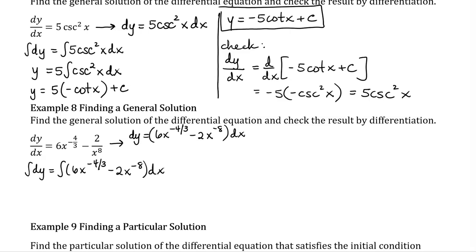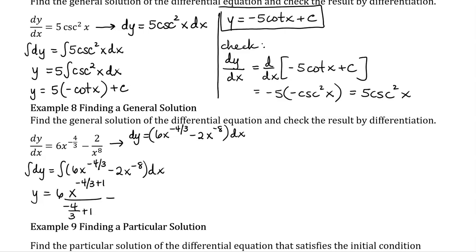On the left side, the antiderivative of dy is simply y, the function that we are looking for. Here, we're integrating two separate terms. I'm going to integrate this term by term. So I do have this constant 6 that will stay there. Let's talk about how to integrate this x to the negative 4/3. Integration rules tell us we need to increase our exponent by 1 and divide by our new exponent.